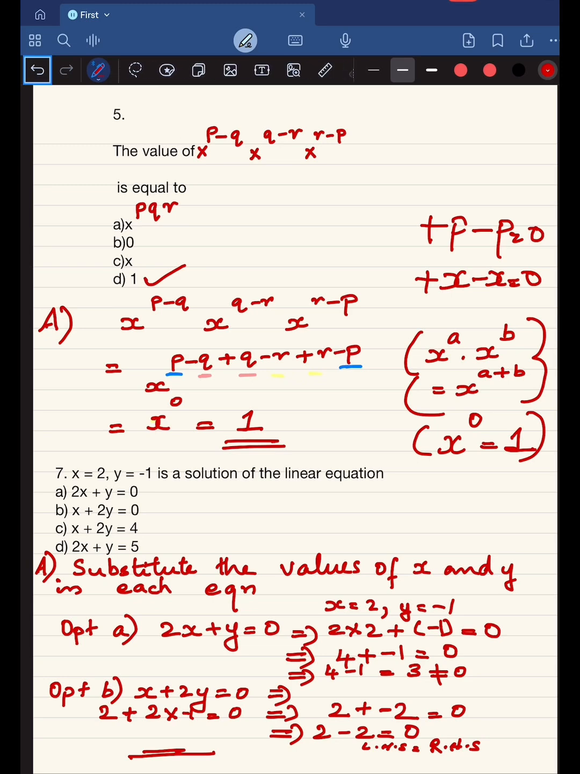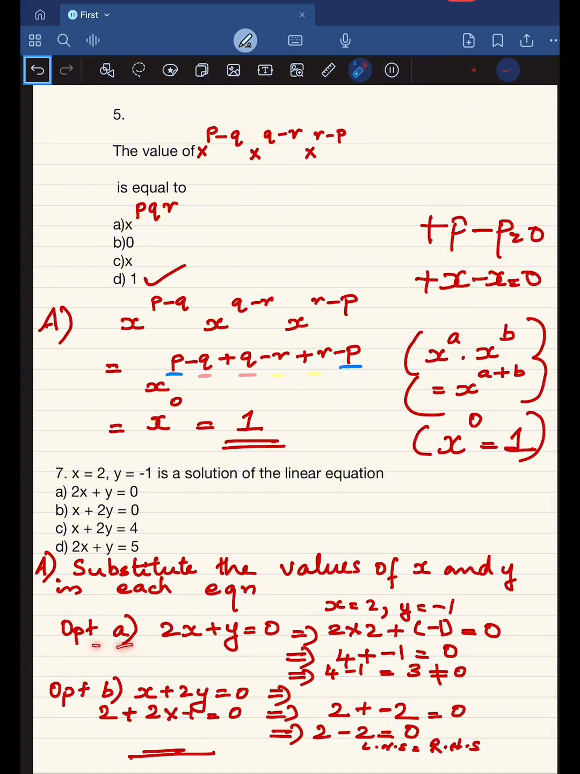If x is equal to 2, y is equal to minus 1 is a solution of the linear equation, then which of these expressions is true? What they say, x equal to 2, y equal to minus 1 is a solution. That means we want to substitute these values of x and y in all these expressions, and we should find LHS is equal to RHS. Okay, so we can go through each of these expressions.